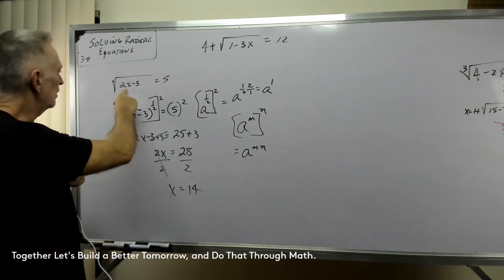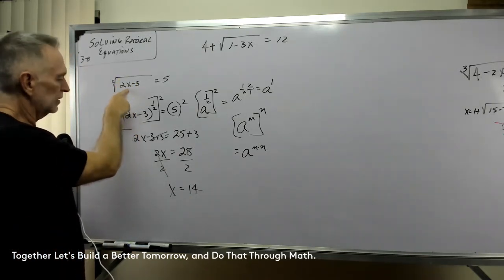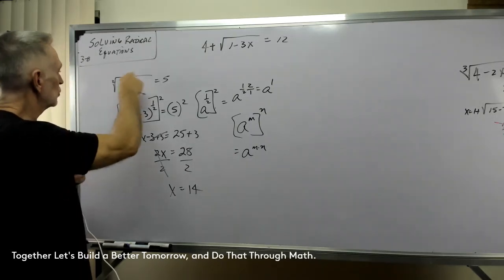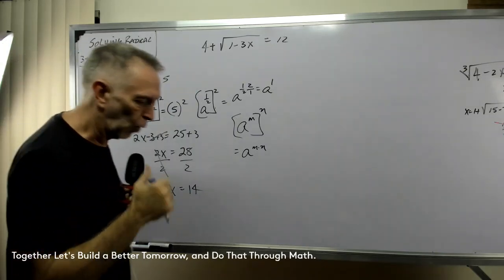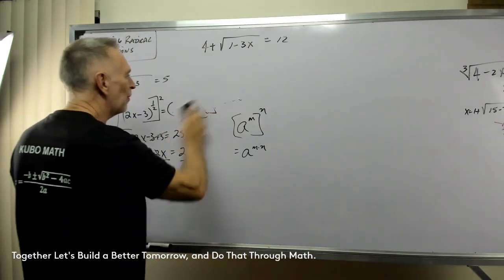Okay, so let's go back and check ourselves. 2 times 14 is 28. 28 minus 3 is 25. Square root of 25 is 5, and that equals 5. Wow. Well, we have one solution, if we don't get any more.